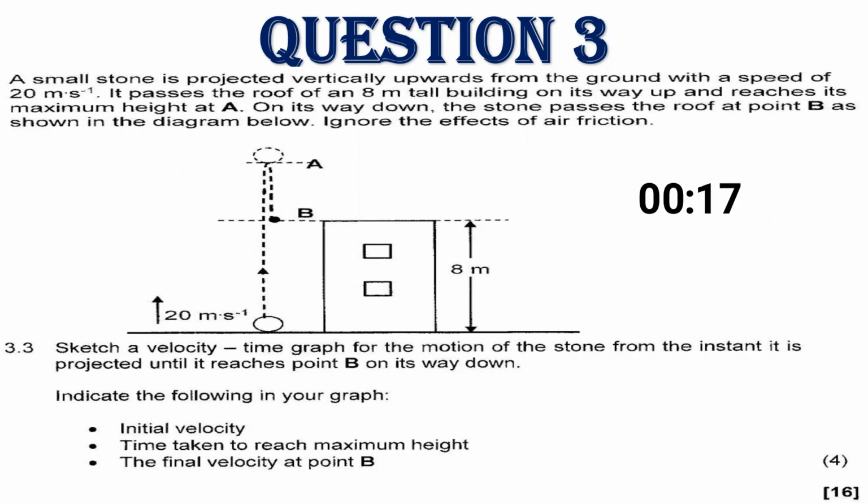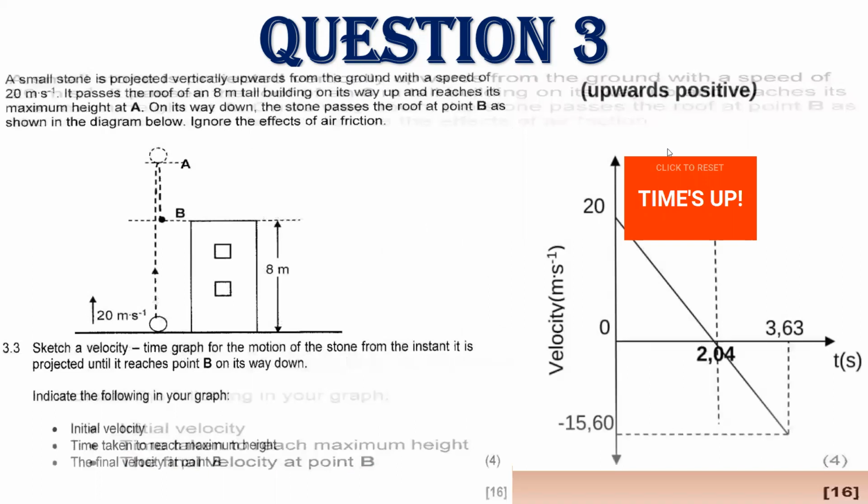Drawing velocity time graph. But remember, now you are choosing full motion, all motion. Object is going from ground to point A and from point A to B. You know, everything we should show. Remember, title, x-axis, y-axis, everything we should show. We are going to show our graph now. Yes, time's up. This is our graph.